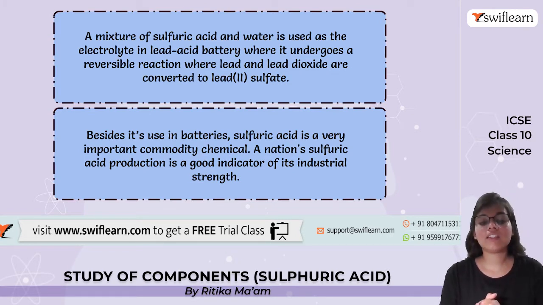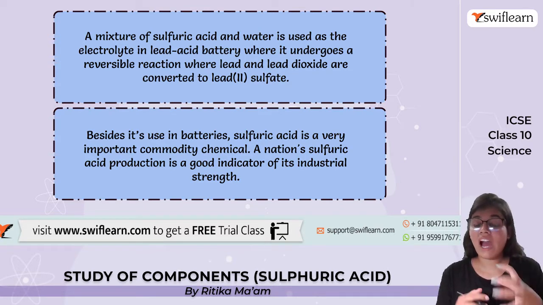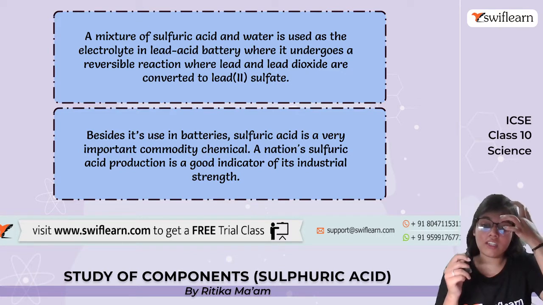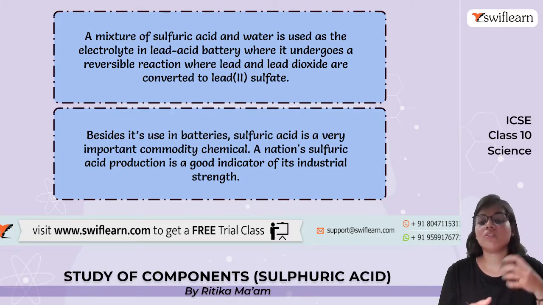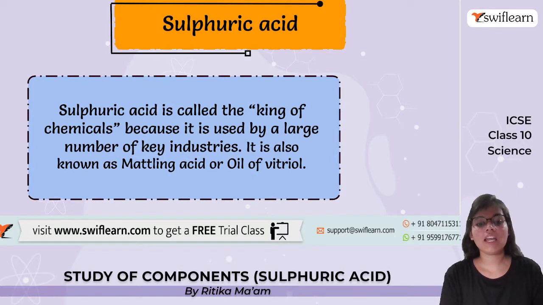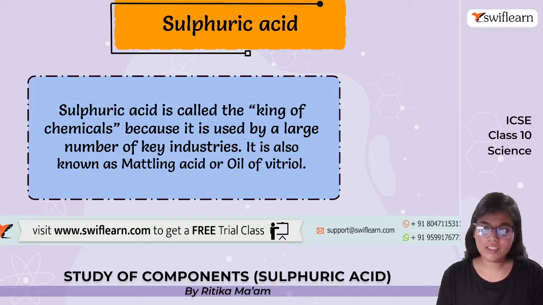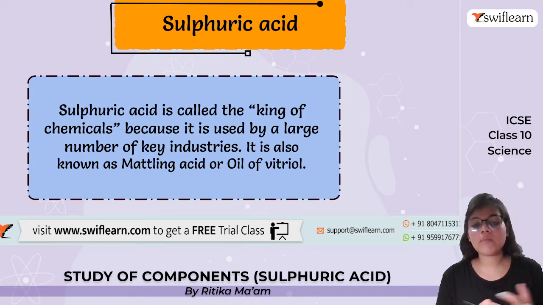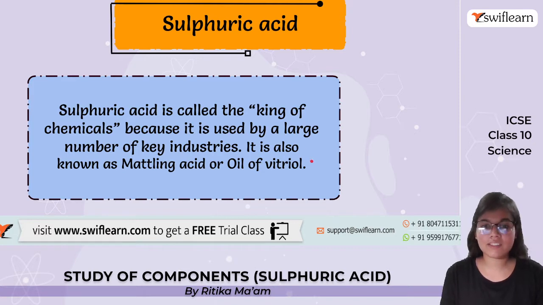And not just in the batteries, sulfuric acid is a very important commodity chemical. How successful any nation is in the industries is determined by its acid production. So if we have good acid production, it shows that we have a very good industrial strength. So sulfuric acid becomes a very, very important commodity. It is also known as the king of chemicals. Why? Because it is used by many industries, and it has the nicknames oil of vitriol or methylene acid.